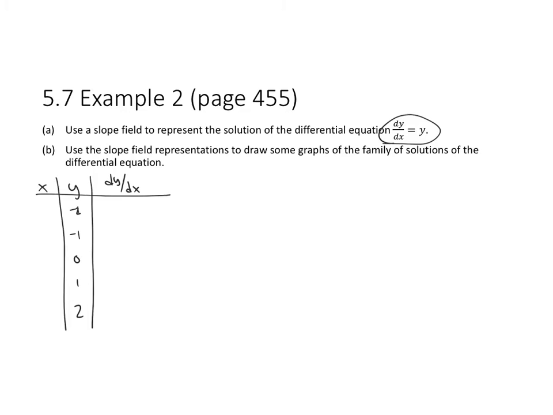So let's see. My derivative here is negative 2. My derivative is negative 1, 0, 1, and 2. And now we're going to draw our slope field. And the slope field always looks like this. It has little dots where it wants us to draw.